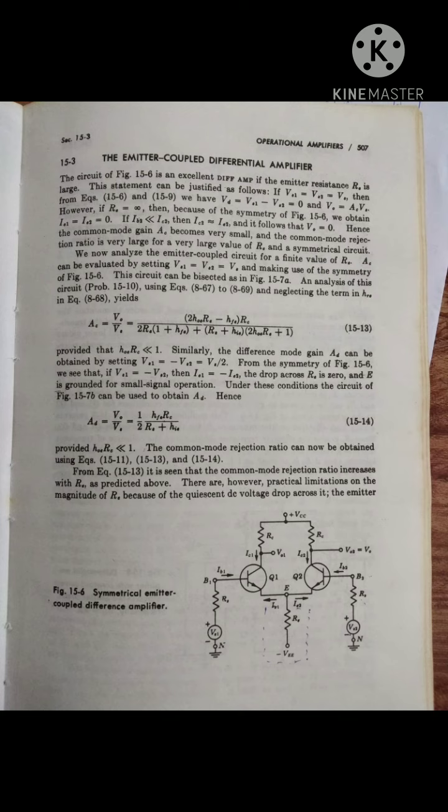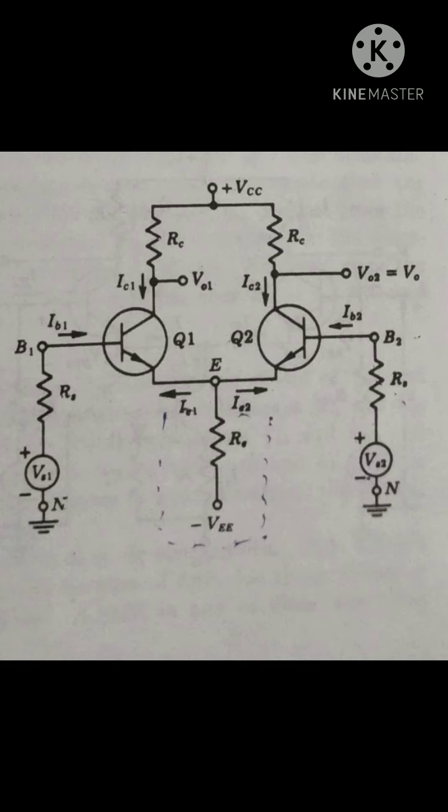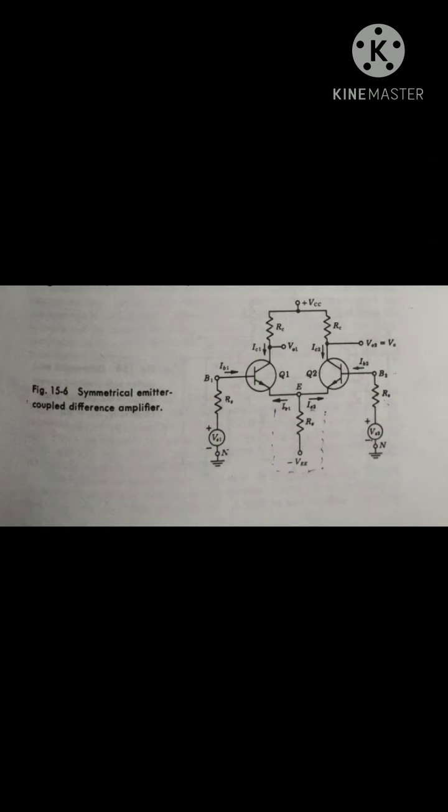As you can see in this circuit, we have two identical transistors Q1 and Q2, and they are provided with the same collector resistance and the same source resistance RS to both the transistors. A bias VCC is provided to both the collectors, and through a resistance RE, another bias minus VEE is provided to the emitter.